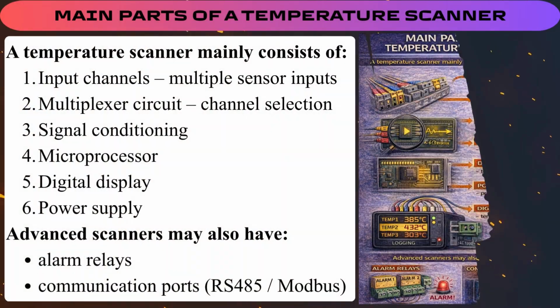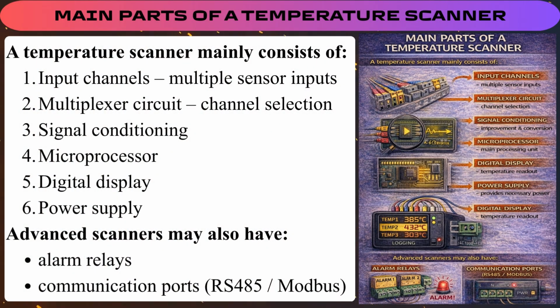Main parts of a temperature scanner. A temperature scanner mainly consists of input channels, multiple sensor inputs, multiplexer circuit, channel selection, signal conditioning, microprocessor, digital display, power supply. Advanced scanners may also have alarm relays, communication ports, RS-485 Modbus.